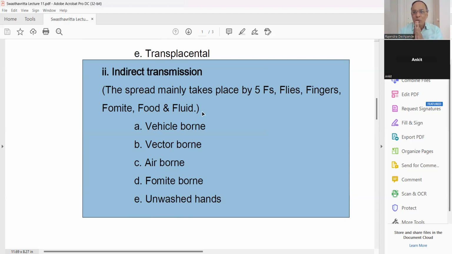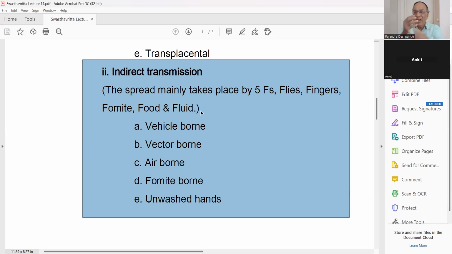Please write down in your notebook 5F. I will wait. First F, flies. It also includes the mosquitoes, etc. Then second F, here you can see fingers. Write down, fingers. Vomit. Food and fluid. Fluid means IV fluids.